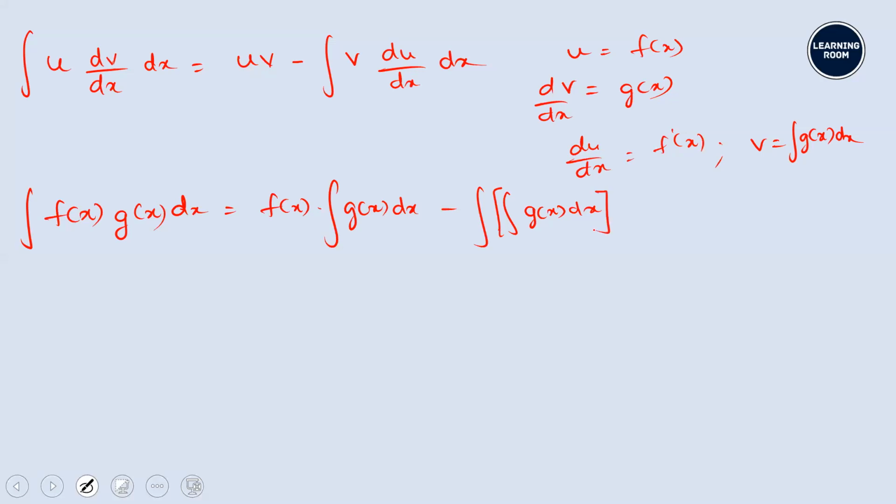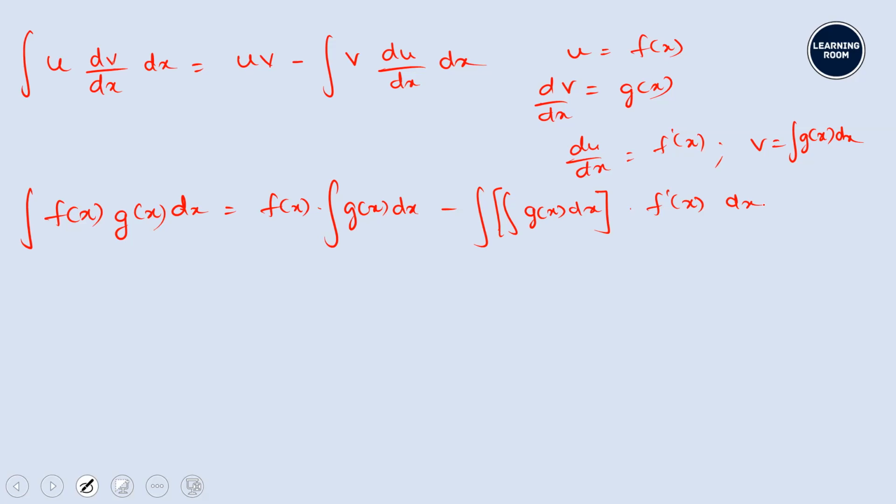Okay, in the place of du by dx, I can replace with f dash of x, into f dash of x with respect to x. Now, this is what you call an equation or a formula, or whatever you want to call it. So observe it clearly.